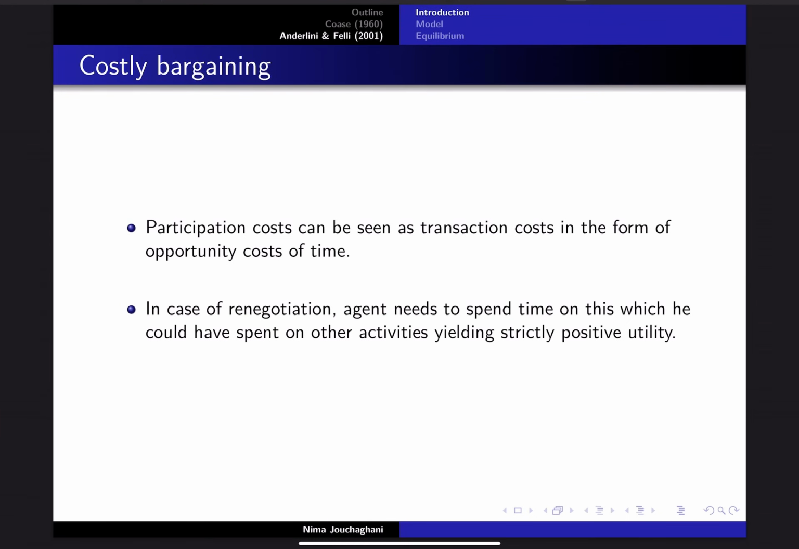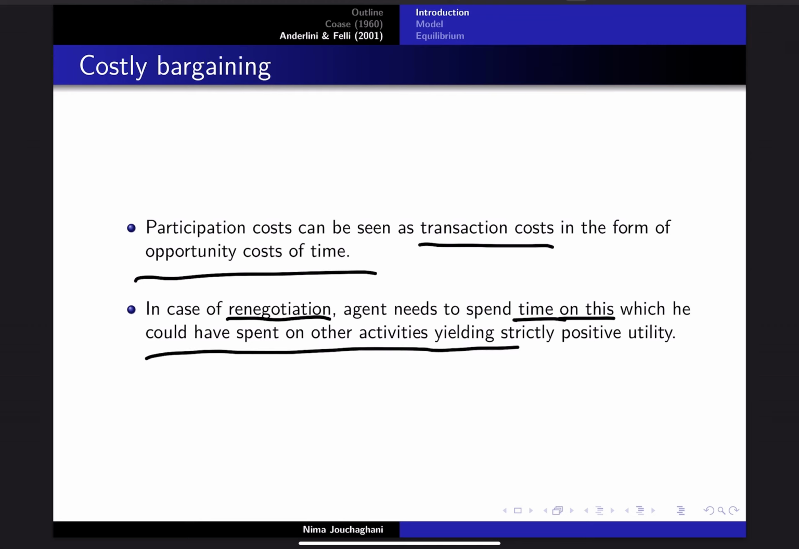The idea of those participation costs is that they can be seen as transaction costs in the form of opportunity cost of time. Every time a renegotiation is happening, both agents need to spend time on the negotiation, and this time could have been spent on other activities yielding strictly positive utility.